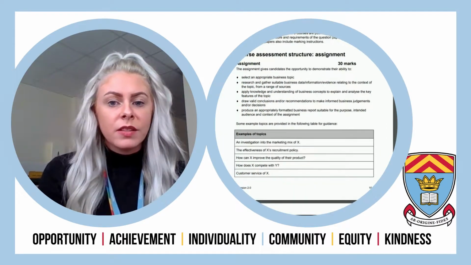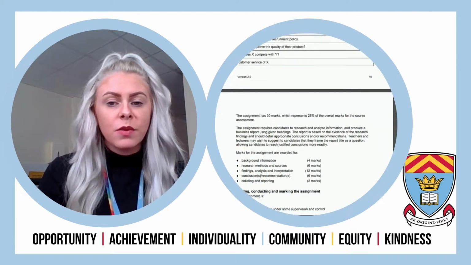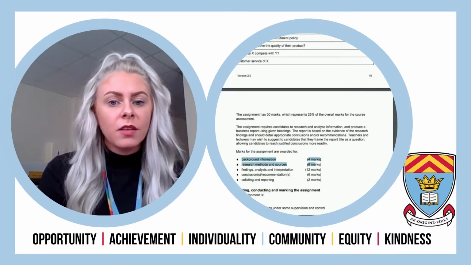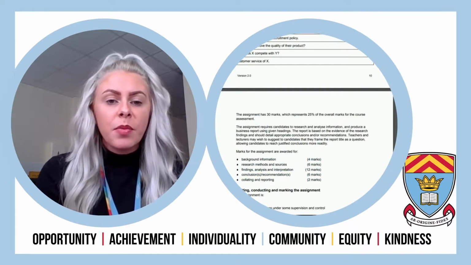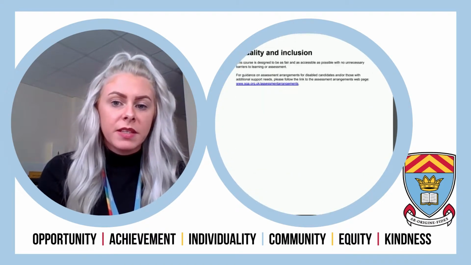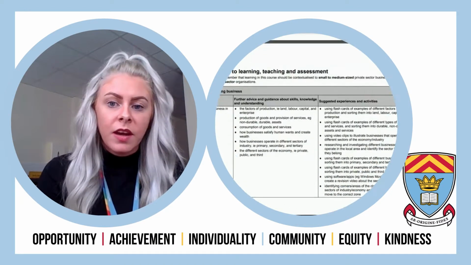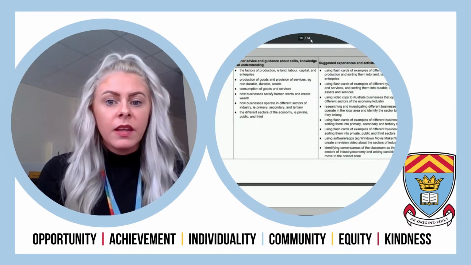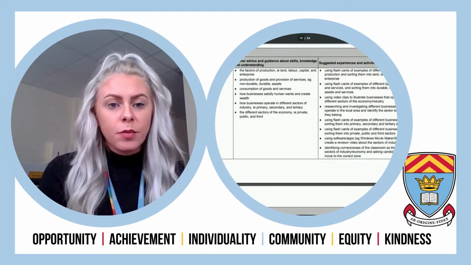There is also a list of the type of activities that we tend to do in class with pupils to help them gain a better understanding of the topic. So, for example, relating to the sectors of industry, we would be researching and investigating different businesses that operate in our local area, so Calendar Main Street, and then we identify what sector it is that they belong to.